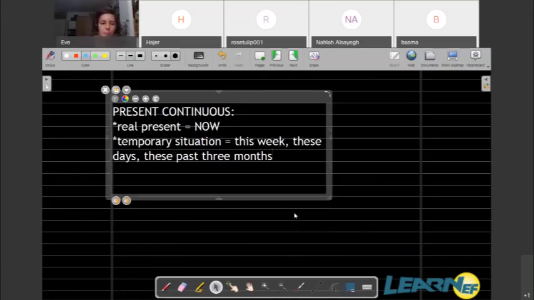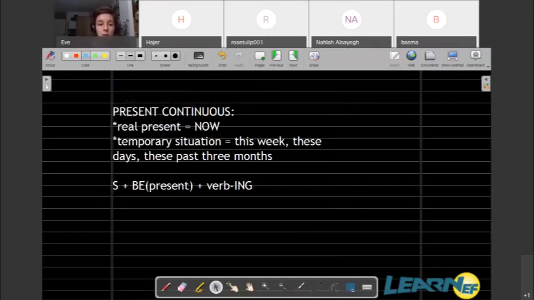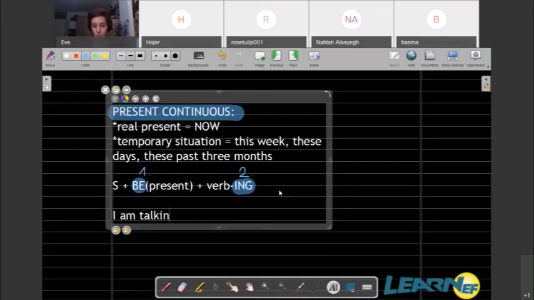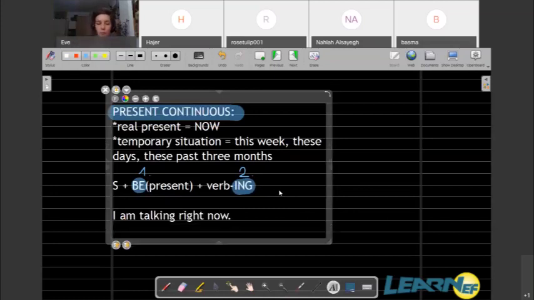We use present continuous. Present continuous consists, obviously, of subject always, verb be in present, and verb ending in ing. This is where we use ing. But in order for it to be continuous, it has to have both be and this ing ending, okay? So if you're writing, write this down. It has two verbs. One is verb to be, one is verb ending in ing, which means I am talking right now, obviously, this is the real present, or a temporary situation.